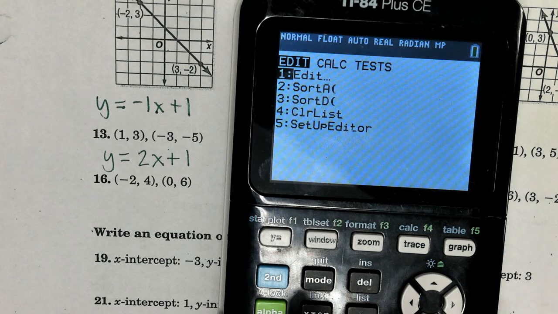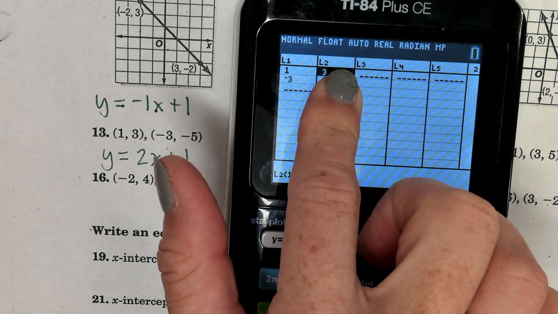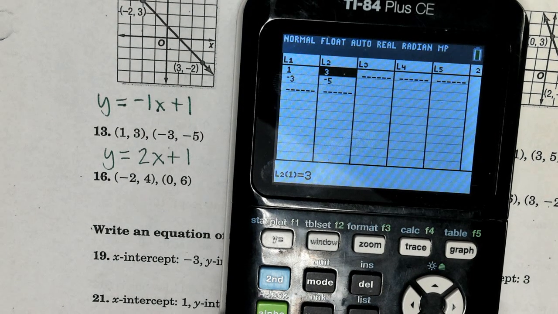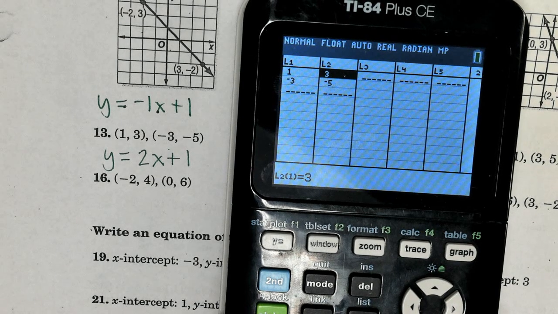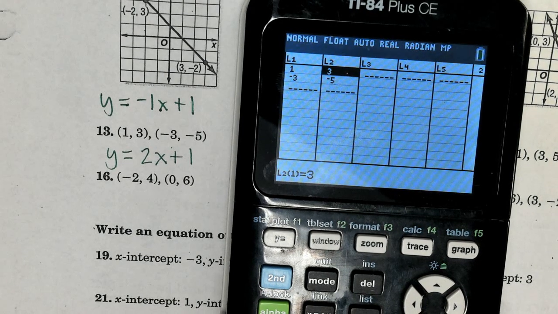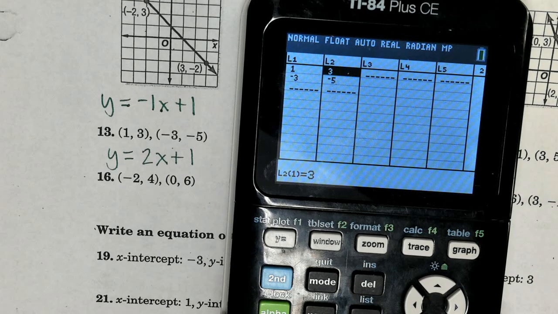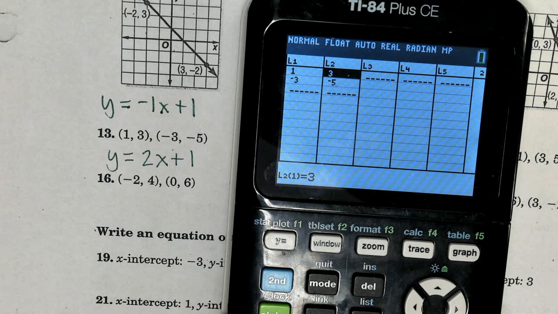Another thing you can check when you hit stat edit, it has to be L1, L2. If it's L2, L3, it's not going to work. The other thing that's not going to work is if you accidentally hit a subtraction sign instead of a negative sign. Okay? So those are things you can check. And if your calculator's still acting crazy, reset it. 2nd, plus, 7, 1, 2. It'll put it back to its factory settings, and then you can go from there.